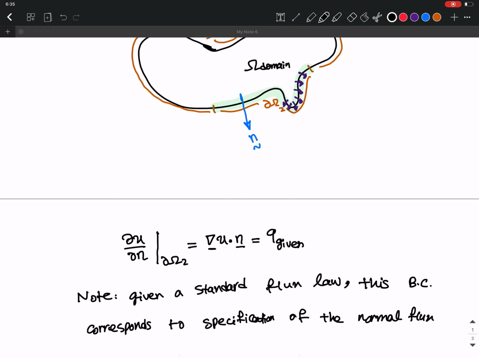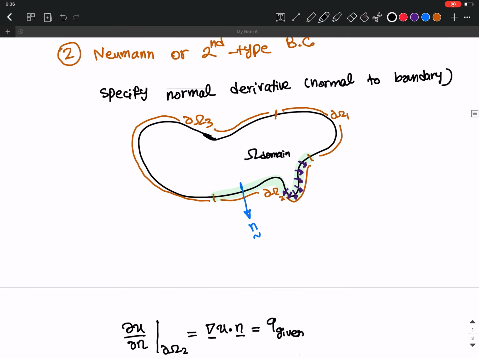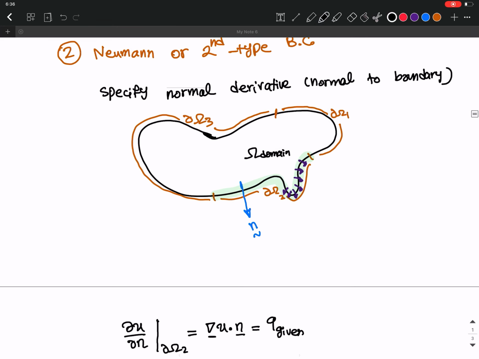For example, you want to say you have a zero stress boundary condition. Stress in fluids requires you to take a derivative, right? So this is how you can set that zero stress boundary condition with this Neumann or second type boundary condition, right?